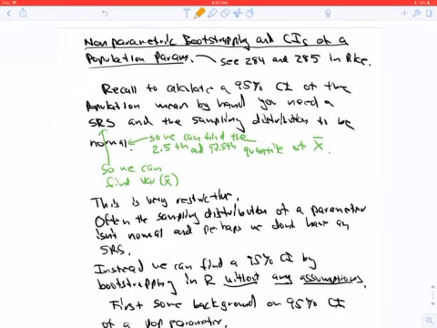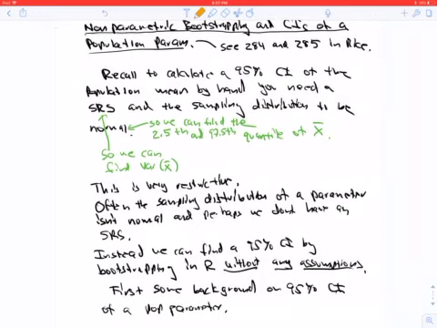So, non-parametric bootstrapping and confidence intervals of a population parameter. This is material from section 8.5, but I'm doing it now because you have a lab today, and I want you guys to practice this in R.